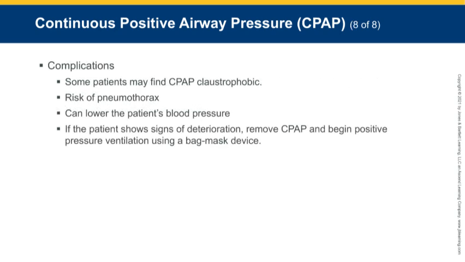Although CPAP is a valuable tool, there are potential complications. Some patients may feel claustrophobic due to the mask. Pneumothorax, collapsed lung, can occur if pressure becomes too high. CPAP may lower blood pressure, reducing cardiac output. If the patient's condition deteriorates, CPAP should be discontinued, and positive pressure ventilation with a bag mask device should begin immediately.